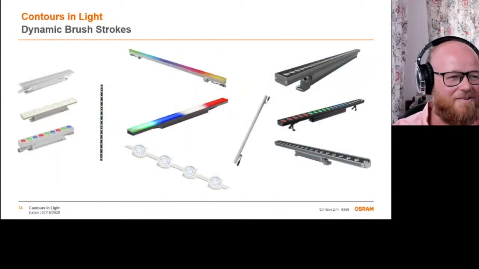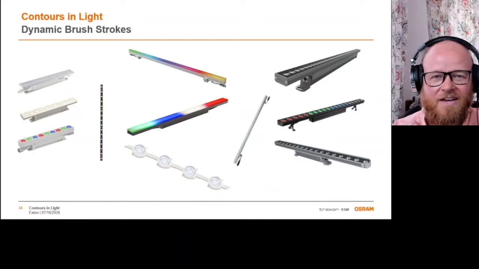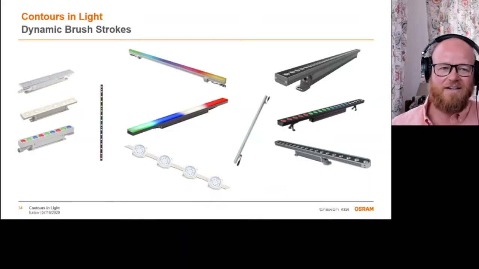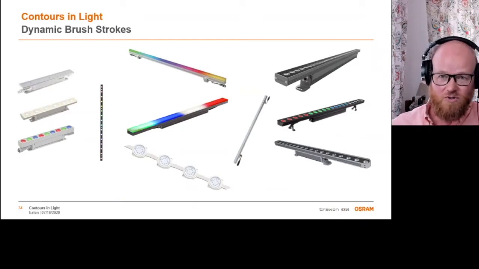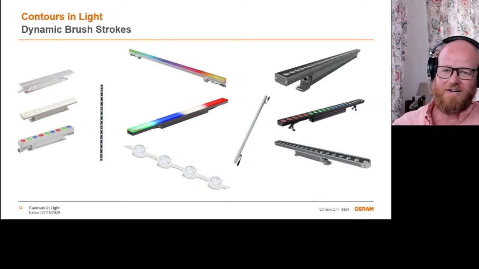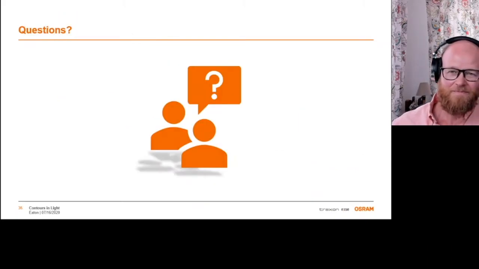So there you are. Those are our Traxon contours in light, all the dynamic brushstrokes that you can bring to your next project. And we're really excited to hear what sort of elegant brushstrokes you want to apply to the contours of your next project. So Sai, it looks like we have a couple of questions.